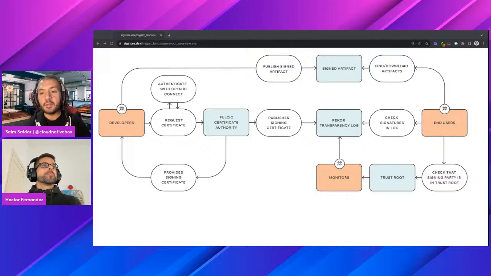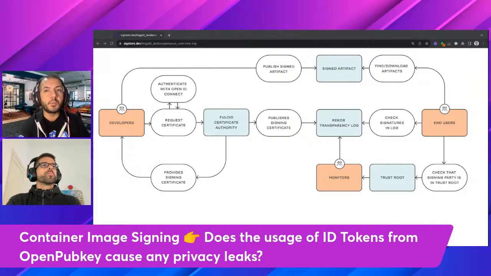Got it. I think the most important question at this moment is, somebody who is using Sigstore and is thinking about how Sigstore compares to OpenPubkey. What is your take on it? Does the usage of OIDC tokens in OpenPubkey cause any privacy leaks?